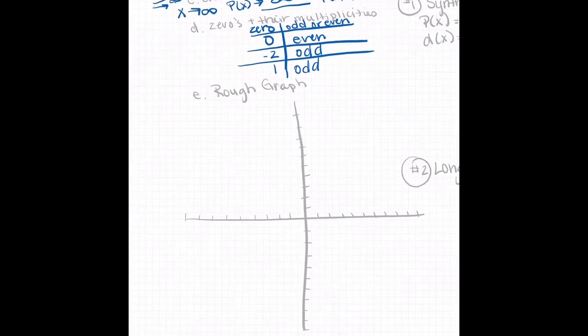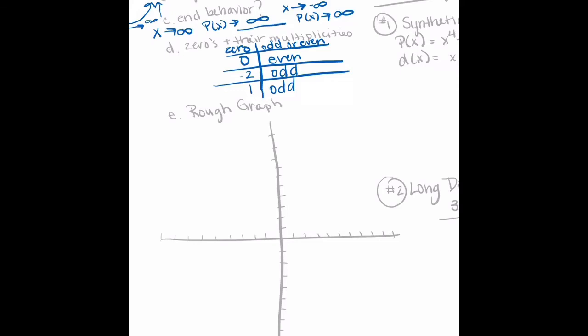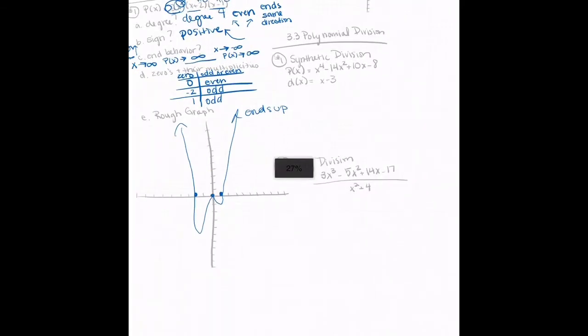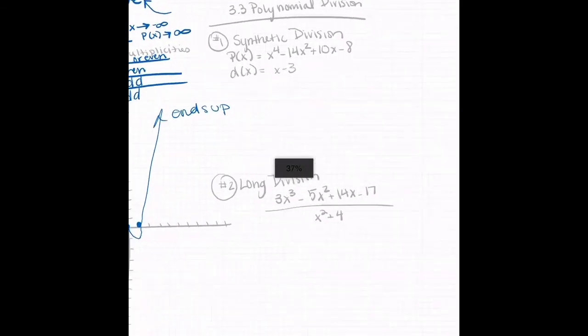So when I plug this into my calculator to graph it, I'm going to get something like this. This is just a rough graph, but we know that both ends are up, and we know that we have zeros in these places. So that's how we know that that graph is correct. So if you have any questions on that, let me know. But most of those problems are similar and ask you to do the same process every time.